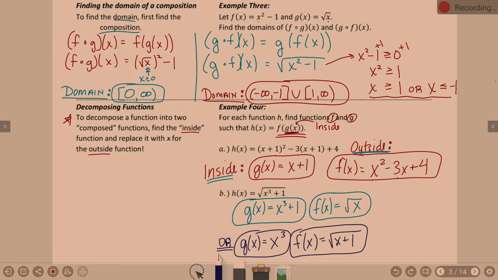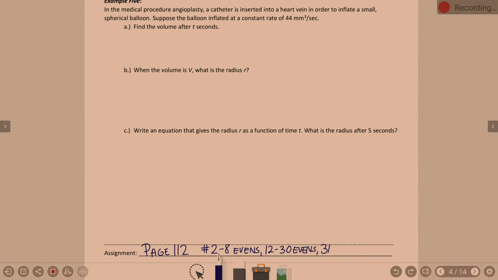Okay. Let's talk about the backside. In the medical procedure, angioplasty, a catheter is inserted into a heart vein in order to inflate a small spherical balloon. Suppose the balloon inflated at a constant rate of 44 cubic millimeters per second. And we have 3 parts here. So A, find the volume after t seconds. So think about the information they give us.